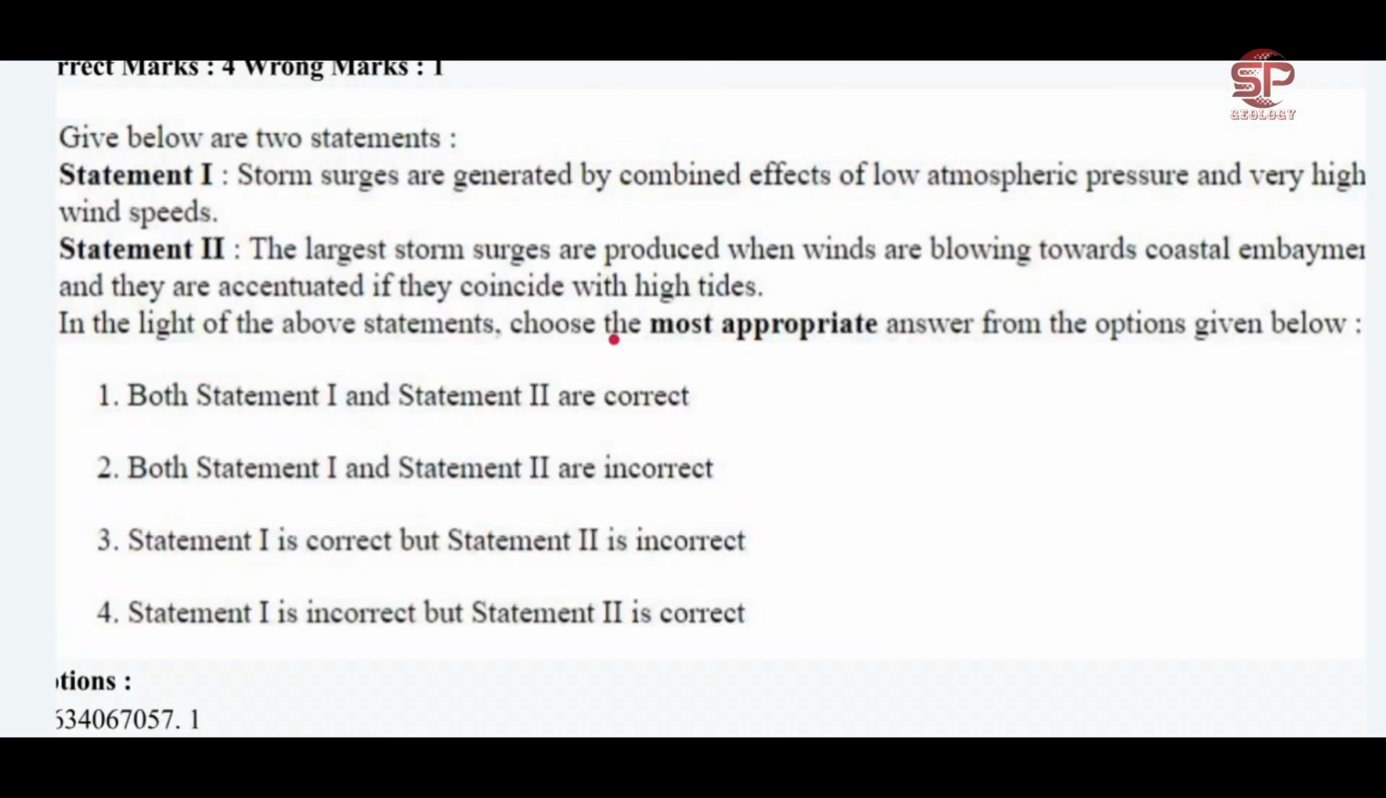The storm surges are generated by the combined effects of low atmospheric pressure and very high wind speed. Obviously, storm surges are related to wind speed. The largest storm surges are produced when the winds are blowing towards the coastal embankment, and they are accentuated if they coincide with high tides. So first, what is a storm surge? It is the rise of sea level because of friction of wind. That happens during a cyclone, a tropical cyclone.